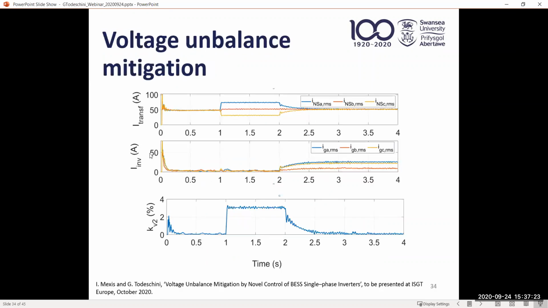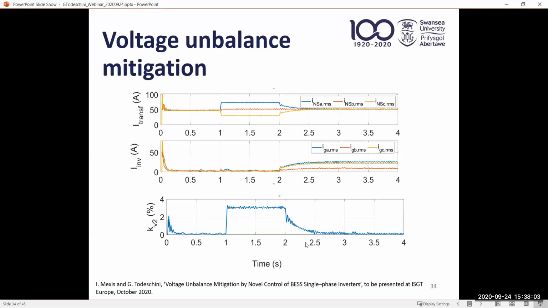I don't have much time to explain these results, but I just want to show the effect of voltage imbalance mitigation. So at the top, we have current in the distribution transformer. What we can see here is that at 1 second, the loads are connected, and we have unbalanced current in the transformer, and it's quite visible. At 2, the inverters are connected. So the inverters will generate currents to cancel the ones produced by the loads. Therefore, the transformer loading will decrease.